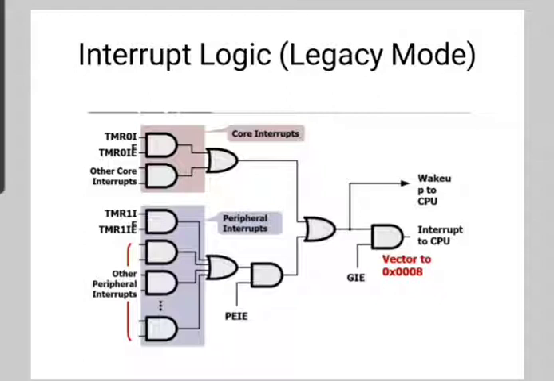Then here the legacy mode for the interrupt is given. Now what is the meaning of legacy? What is legacy code? The PIC 18F interrupt architecture is divided into two modes of operation. One is legacy mode and the second is priority mode. So what is legacy mode? The legacy interrupt logic, that is legacy mode.